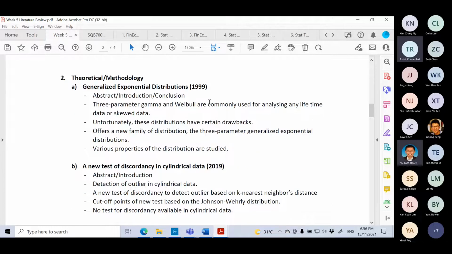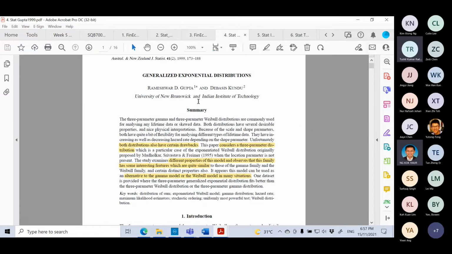Okay, so the first one is related to statistics. If you observe, the title here refers to the generalized exponential distribution. This paper was published in the year 1999. Okay, it's about statistics, where they come out with a new distribution. Of course, maybe they borrow the idea from another author, and then they create the new generalized exponential distribution. Okay, so let us go through this part of the paper here.